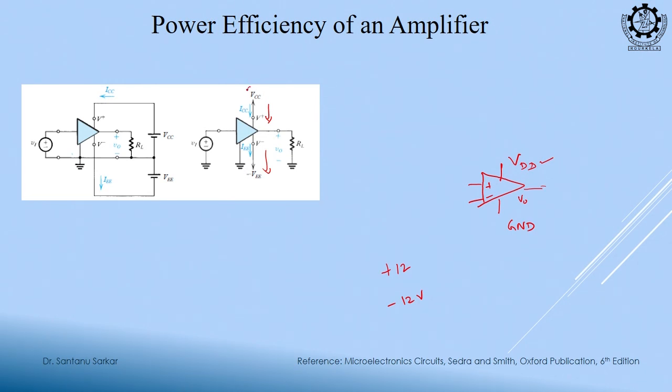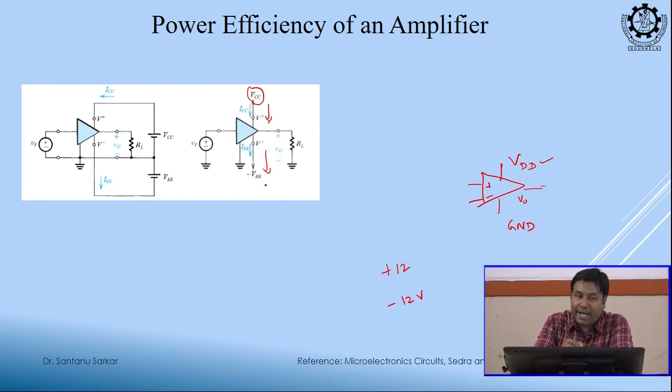So, this voltage source is VCC and the current it is supplying is termed as ICC. Similarly, this voltage source is connected to the emitter terminal, so VEE, and it is opposite in nature. So, minus VEE, and the current is IEE.